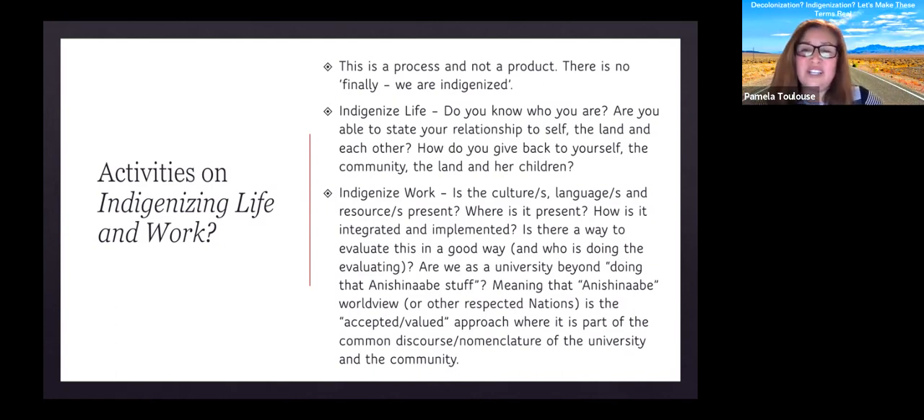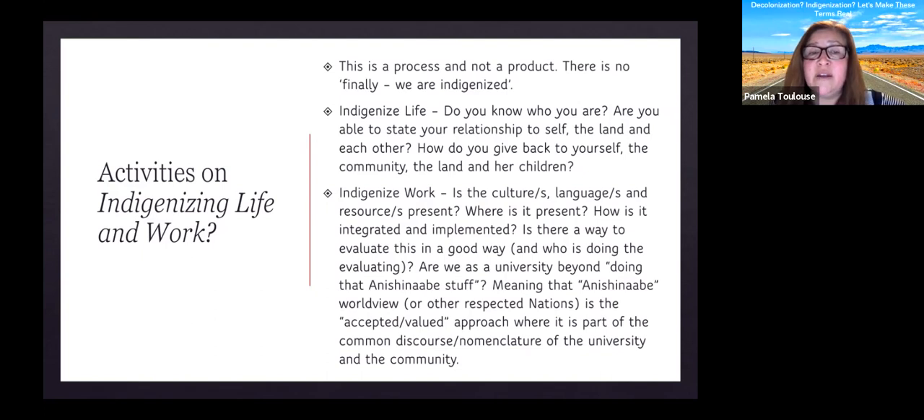So how does it look in the workplace? Are the culture, language, and resources present right from the get-go, right from the entry? Do we see the traditional peoples of the land reflected in your strategic plans, policies and programs? Are the traditions and ceremonies and celebrations and the models of how we do things, are Indigenous peoples reflected and present, right? So where are culture, language, and resources present? How is it actually implemented, and who's doing the implementing? And is there a way to evaluate how this work is being done, and who's doing the evaluating?